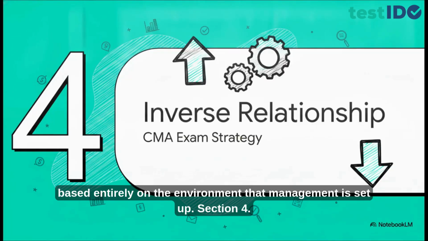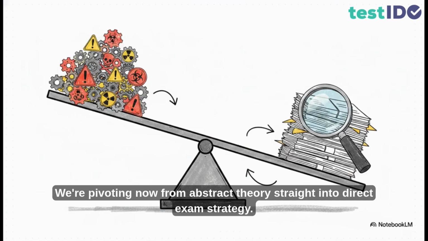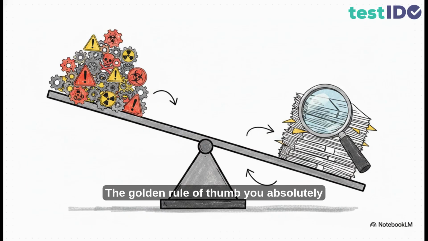Section 4, mastering the inverse relationship, a crucial CMA exam strategy. We're pivoting now from abstract theory straight into direct exam strategy, because we're looking at an operational dynamic the ICMA loves to test. The golden rule of thumb you absolutely must memorize is this inverse relationship.